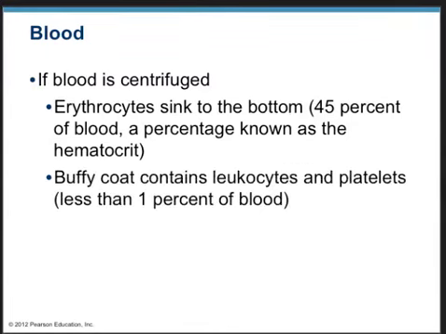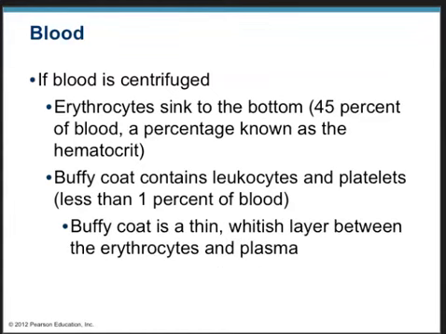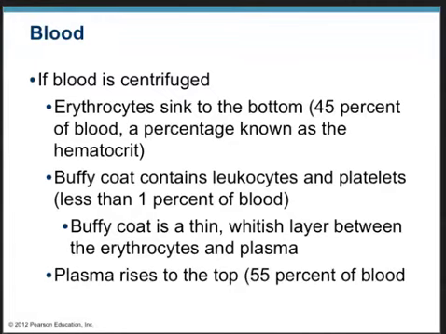The buffy coat would be a layer on top of the packed red layer, and it contains the white blood cells called the leukocytes and the platelets called the thrombocytes, and they aid in blood clotting, and they make up less than 1% of the blood. The buffy coat is a thin whitish layer between the erythrocytes and the plasma, and the plasma makes up basically the remaining 54% of blood if you count the 1% that the buffy coat takes up.